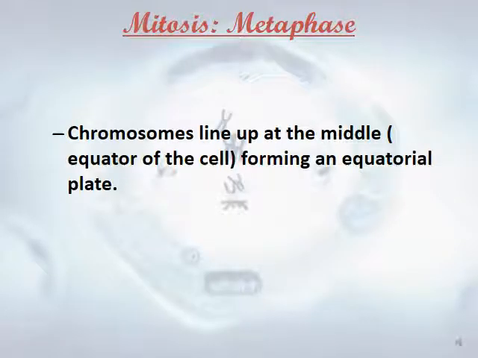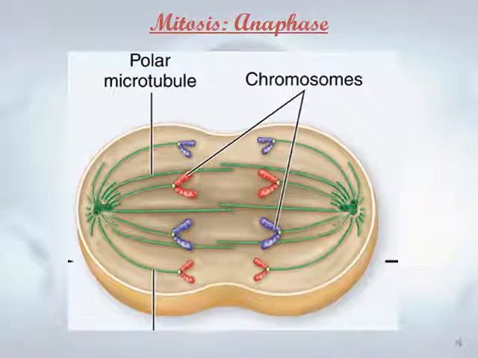So here, chromosomes line up in the middle of the cell, at the equator of the cell, forming what's known as the equatorial plate. After metaphase, what do we have? Prophase, metaphase, and then we have anaphase. In anaphase, the spindle fibers will pull the sister chromatids. So the sister chromatids are pulled to the opposite pole of the cell with the help of the spindle fibers.